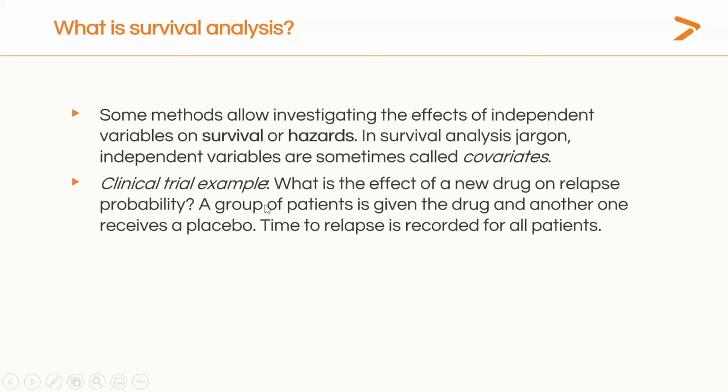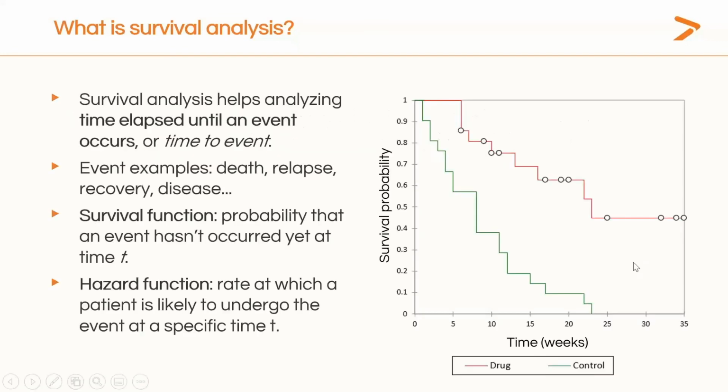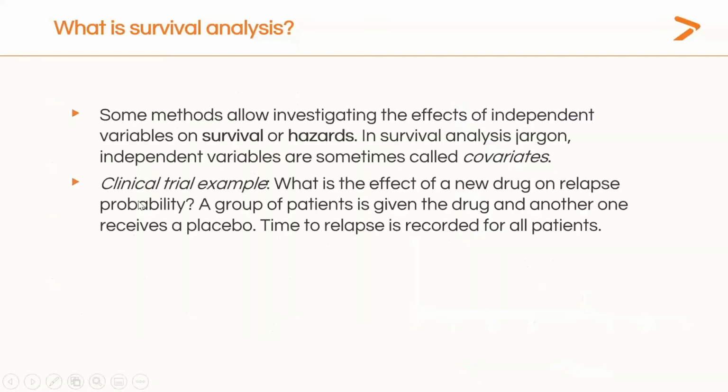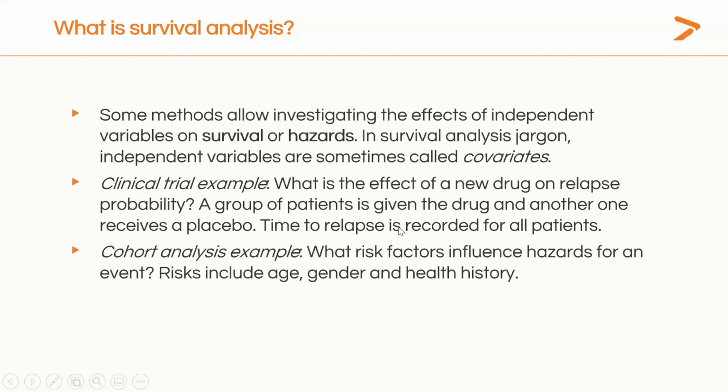Here are two examples. A clinical trial example, like the example we've seen in this chart. What is the effect of a new drug on relapse probability? A group of patients is given the drug, and another one receives a placebo, and the time to relapse is recorded for all patients. This is a cohort analysis example. What risk factors influence hazards for an event? Risks include age, gender, and health history.